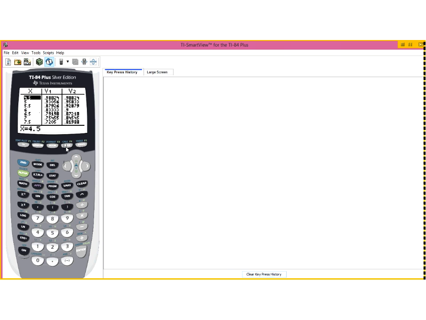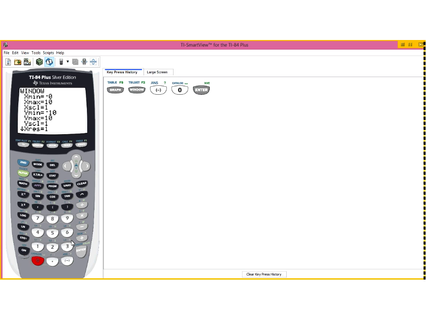So what we're going to do, we can do a couple of things. We're going to go back to graph. We're going to change our window. And we're going to look just around 4.5, so from 0 to 6. And then that was a really small number, so I'm going to just go from like -1 to 2. And we're going to graph that and see what that looks like.